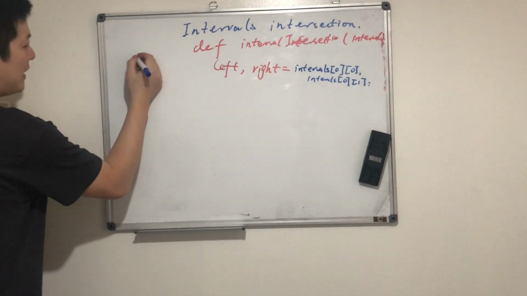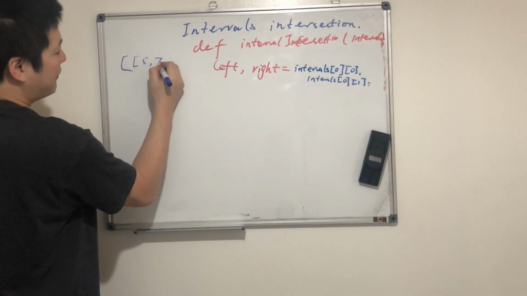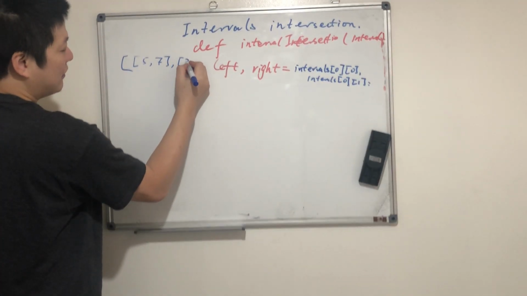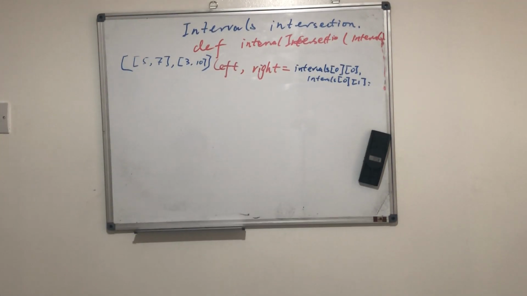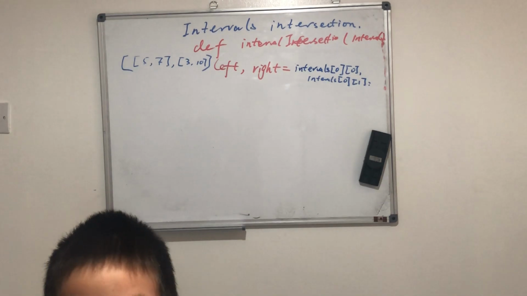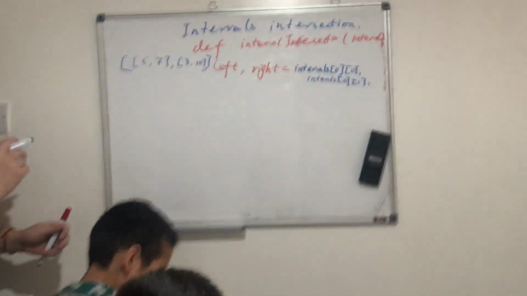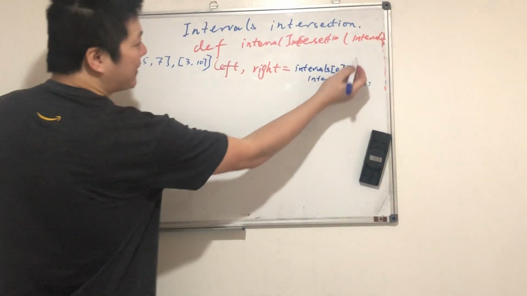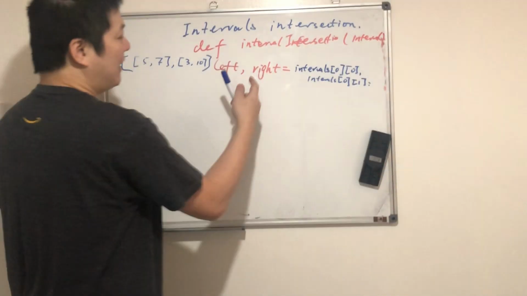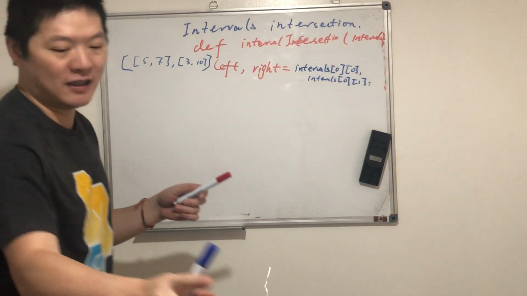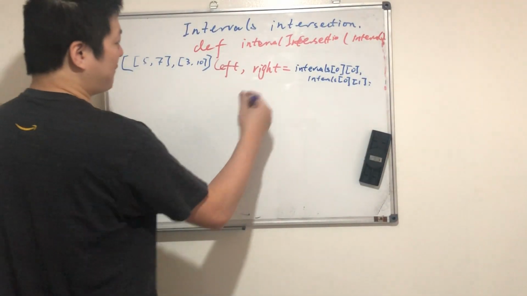So the intervals are given like that, 5, 3, and then 3, 10, something like that. And then, think about it: how about if the interval list is empty? If it doesn't contain any element, we need to return false or something, or raise an exception.